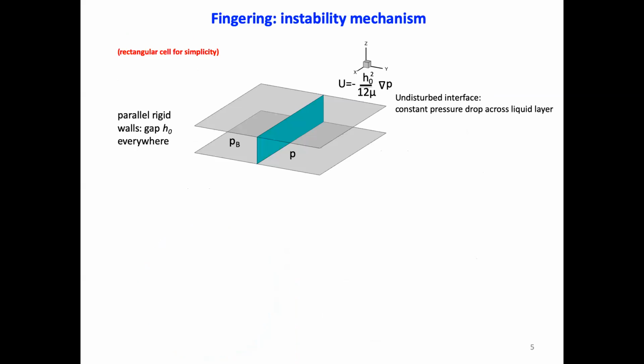If we have two parallel rigid walls with the gap between those walls given as H0, then if you're injecting air, you have some constant pressure there. There is some pressure in the viscous fluid. And if there is no perturbation in the system, across that interface between air and fluid there is a constant pressure drop because there is the interface, right? And the speed at which the interface propagates is effectively given by the same formula that I already showed you before. Now, imagine you have some perturbation in the system.